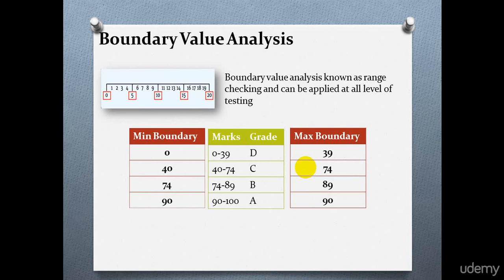Similarly, what is my boundary for 0 to 39? Minimum boundary is 0, maximum is 39. Similarly, for all the grades like 40 to 74, you have minimum boundary and maximum boundary. That means marks specified at the edges of other partitions also become boundary values for the remaining partitions.